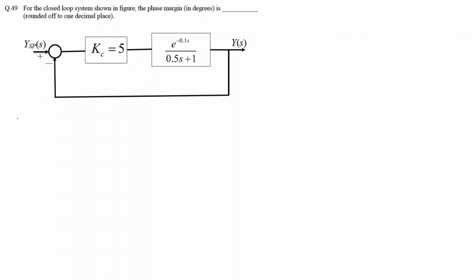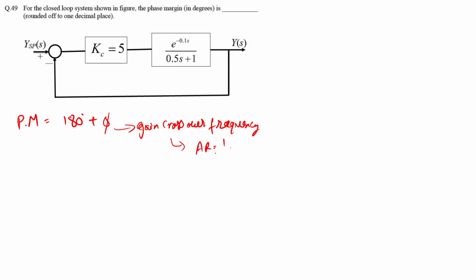So we define this phase margin, let's just call it PM. The phase margin is defined as 180 degrees plus phi, where phi is the phase lag at gain crossover frequency, and we define this gain crossover frequency as the omega at which the amplitude ratio is 1. So by using these correlations, we will be finding the phase margin of the given question.